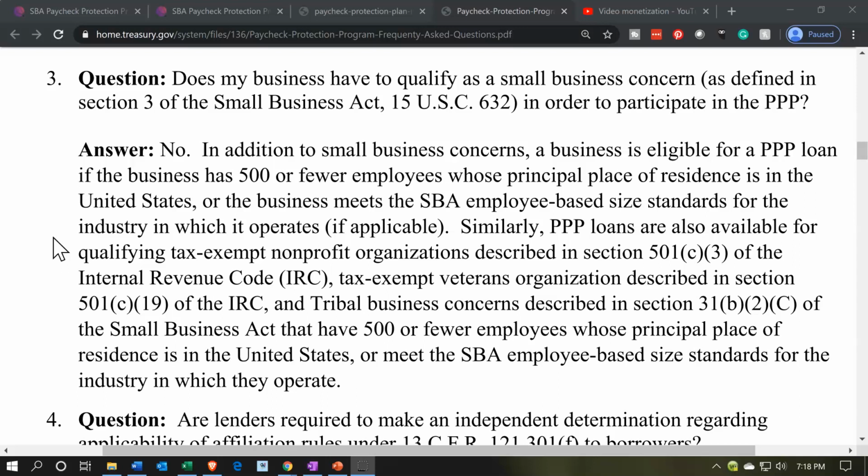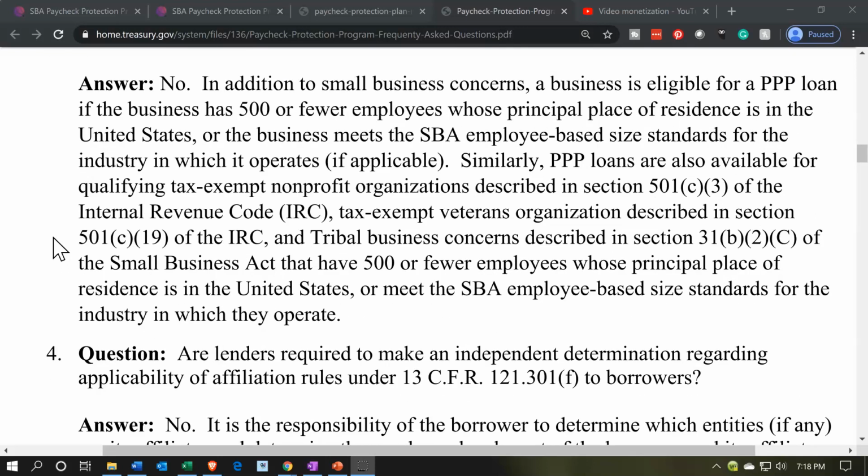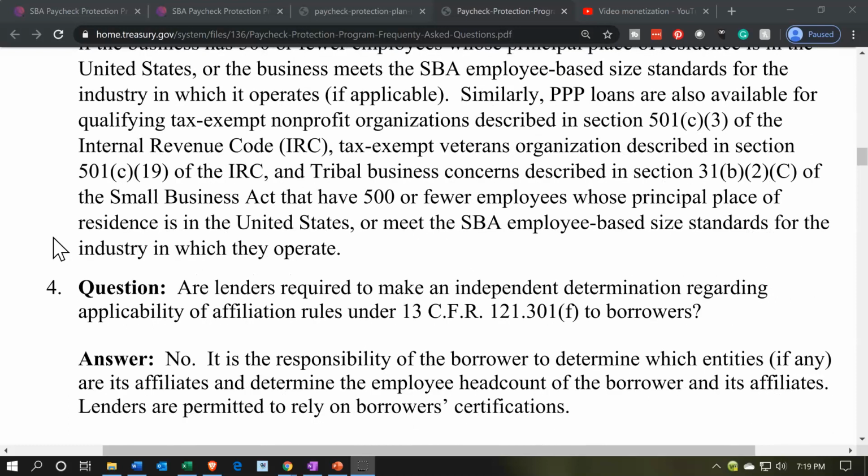Similarly, PPP loans are also available for qualified tax-exempt nonprofit organizations described in Section 501(c)(3) of the Internal Revenue Code (IRC), tax-exempt veterans organizations described in Section 501(c)(19) of the IRC, and tribal business concerns described in Section 31(b)(2)(c) of the Small Business Act that have 500 or fewer employees whose principal place of residence is in the United States, or meet the SBA employee-based size standards for the industry in which they operate.